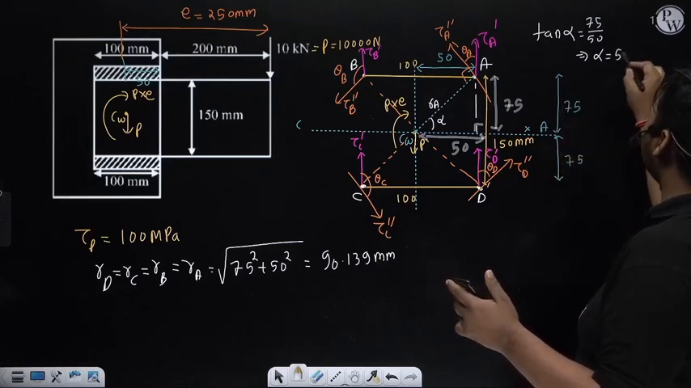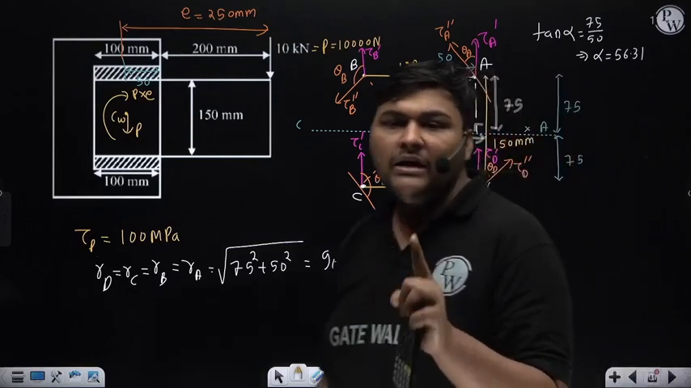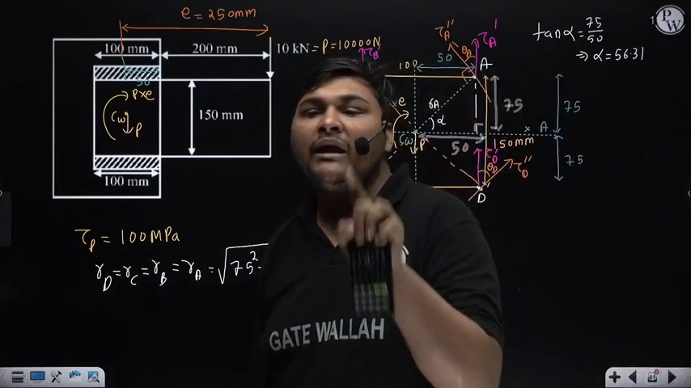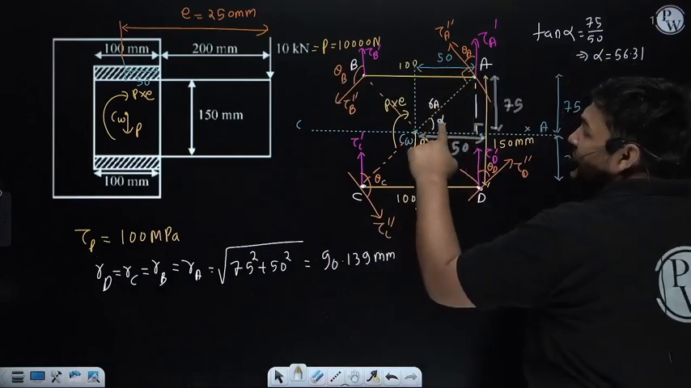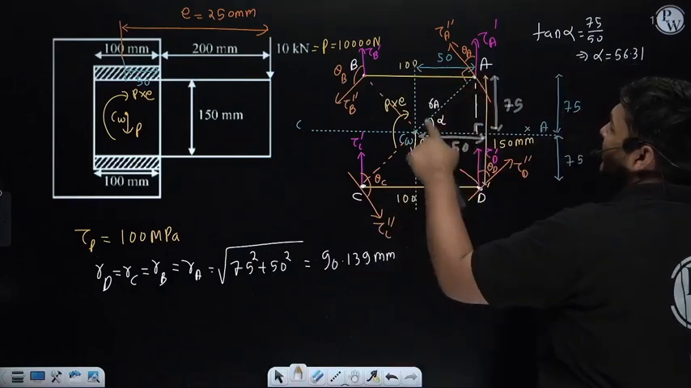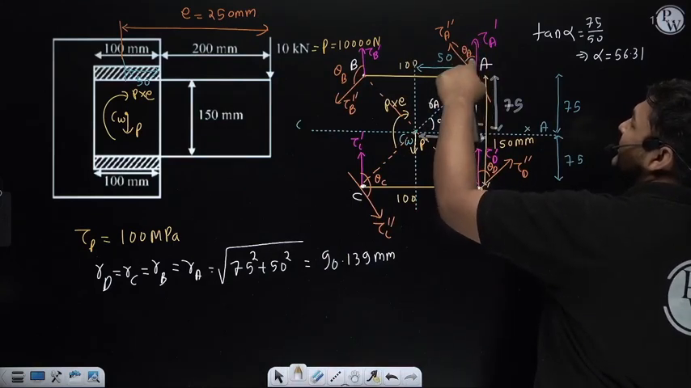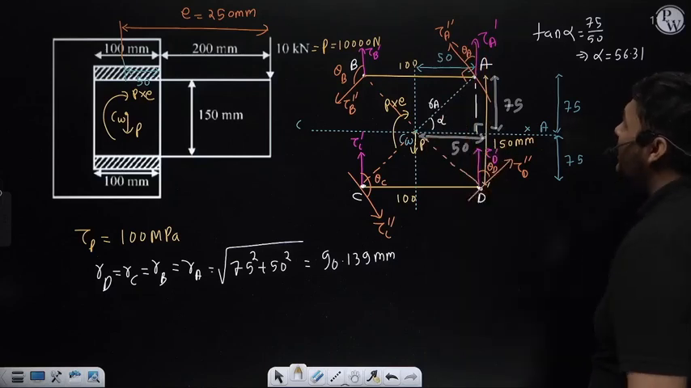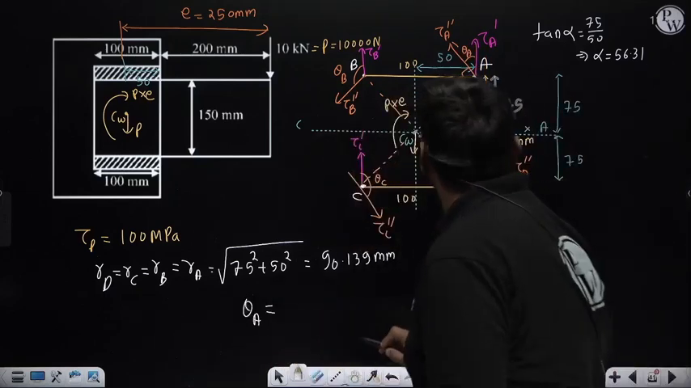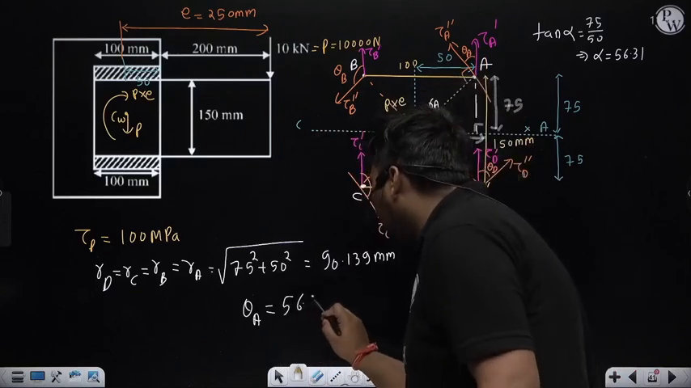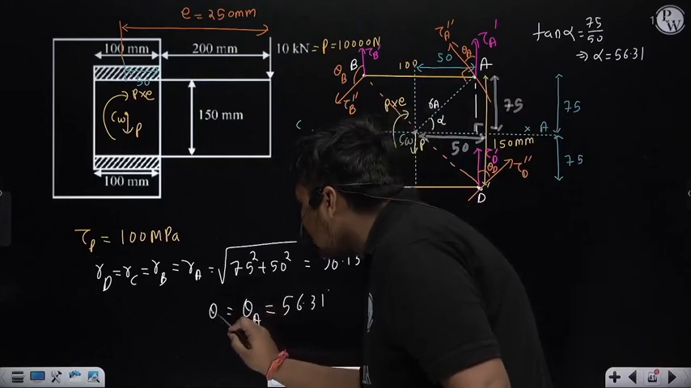You can check the calculation. Now, if the smaller angle between two lines is theta, then the smaller angle between their perpendicular lines will also be theta. Here the angle between this line and the horizontal is alpha, so the angle between their perpendiculars, that is theta A, will also be equal to alpha. So theta A is equal to alpha, which is 56.31 degrees. With symmetry, theta D will also be exactly equal to theta A.